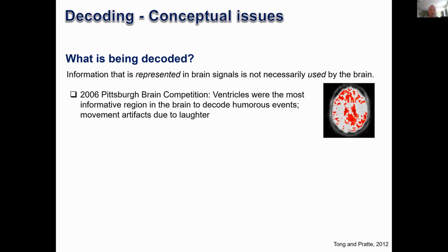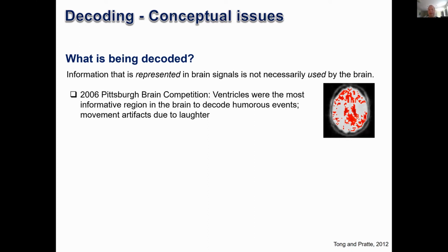For example, in 2006, in a brain competition, the winning team produced an algorithm that was able to classify different video segments depending on whether they are humorous or serious events, or there was some action and so on. But what it turned out to be is that the critical voxels contributing to this decoding were the ventricles. And ventricles are actually areas in the head filled with cerebrospinal fluid. So there are no neurons there, there is a fluid there.